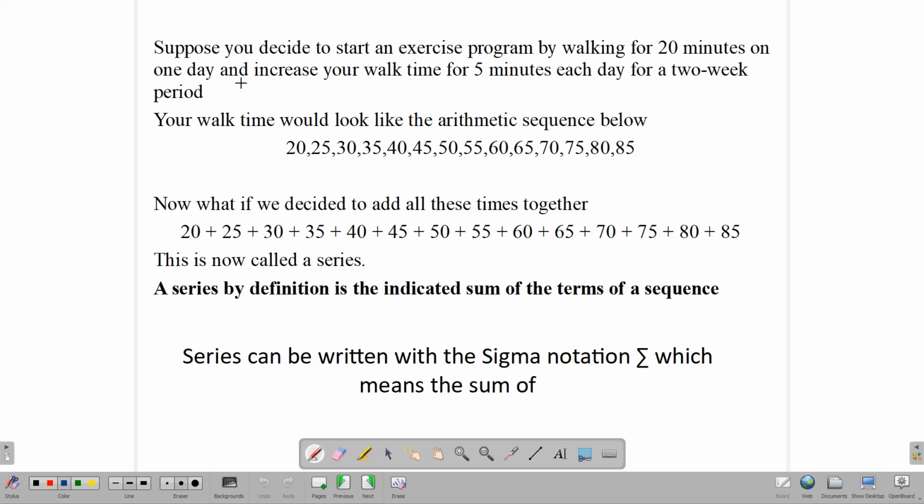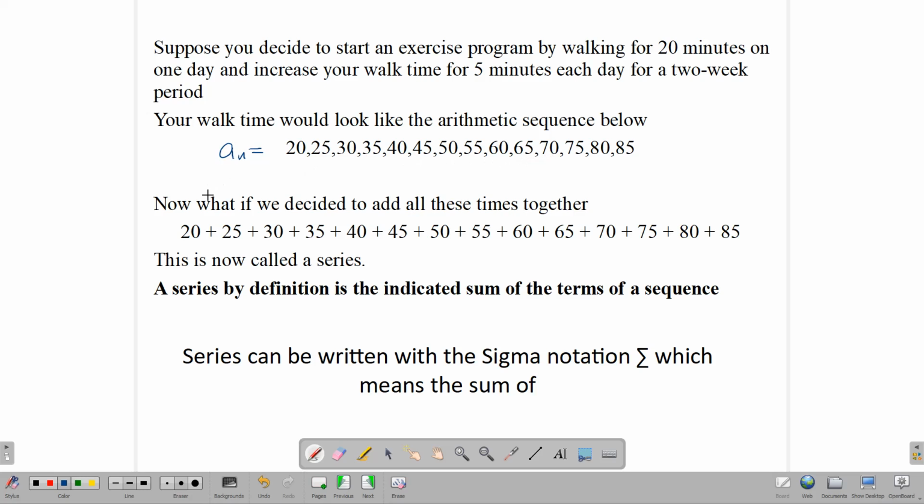So let's suppose you decide to start an exercise program by walking for 20 minutes on day 1 and increase your walk time by 5 minutes each day for a 2-week period. Your walk time would look like this arithmetic sequence. We could call it a_n, which represents our walk time for the 2-week period.